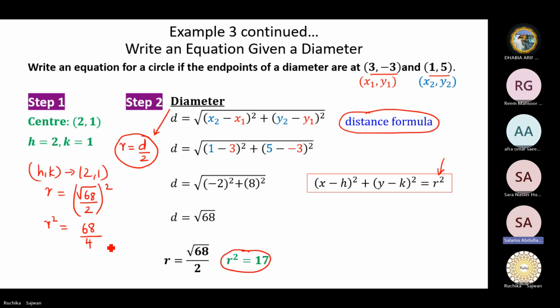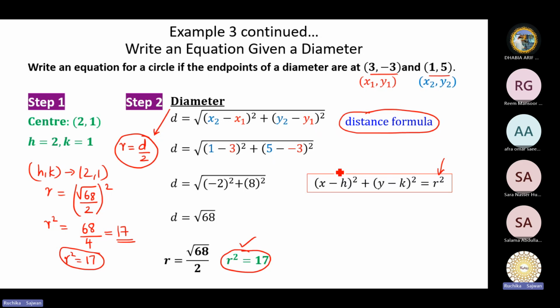4.12? How much? I mean 17. It should come 17, right? Yeah. That's why your r square is 17. So be very, very careful. Some of you will make mistakes in calculation. That's why I do this for you. And that's how your radius square is 17.